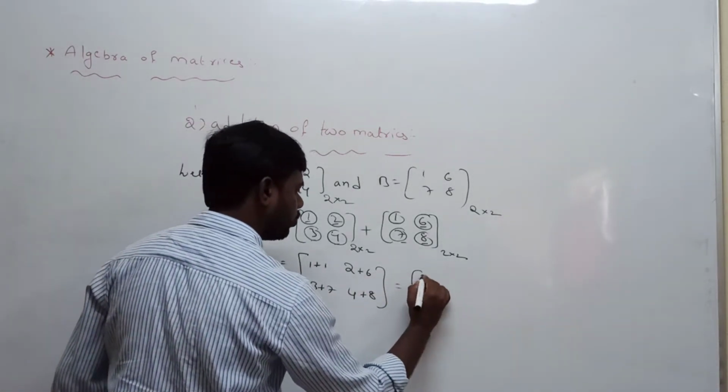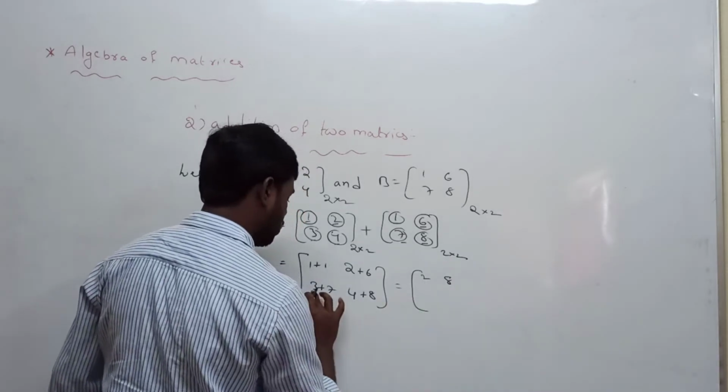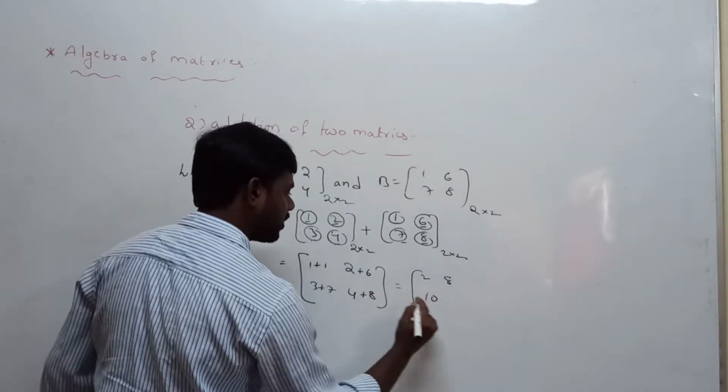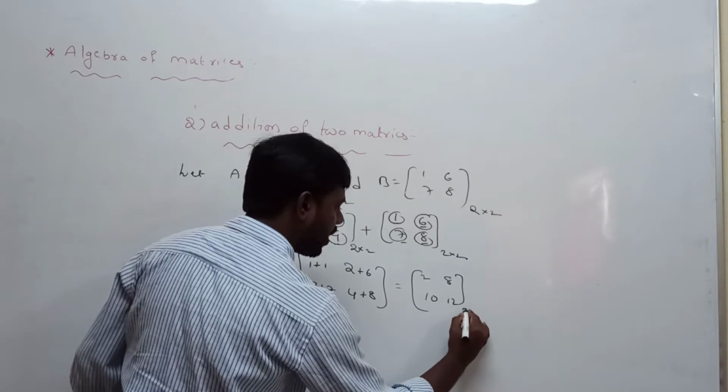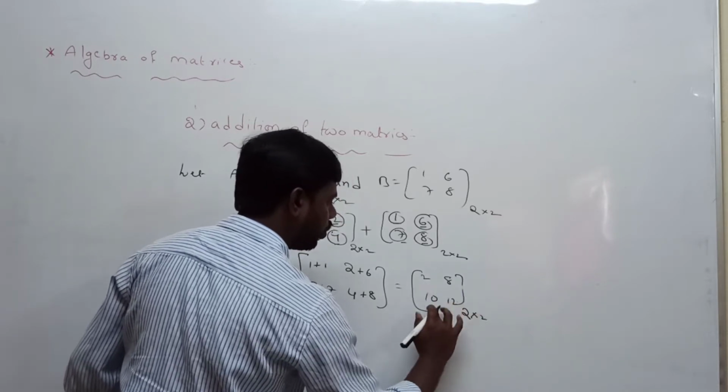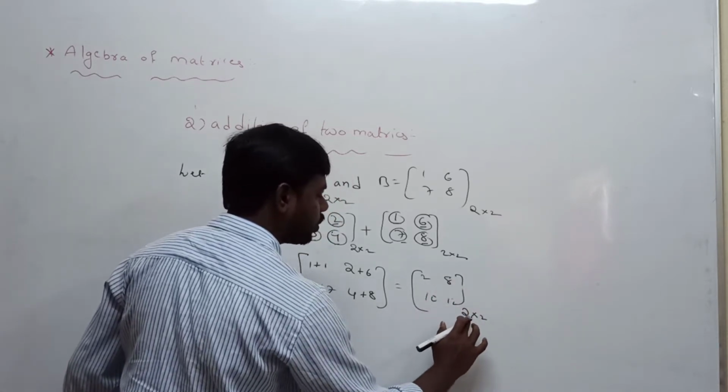1 plus 1 is 2. 2 plus 6 is 8. 3 plus 7 is 10. 4 plus 8 is 12. So the order of this matrix is also 2 by 2, because there are 2 rows and 2 columns. The order of the matrix is 2 by 2.